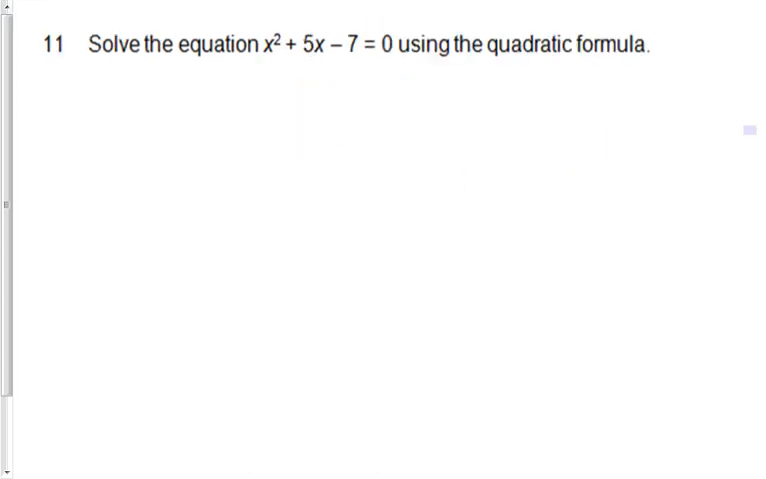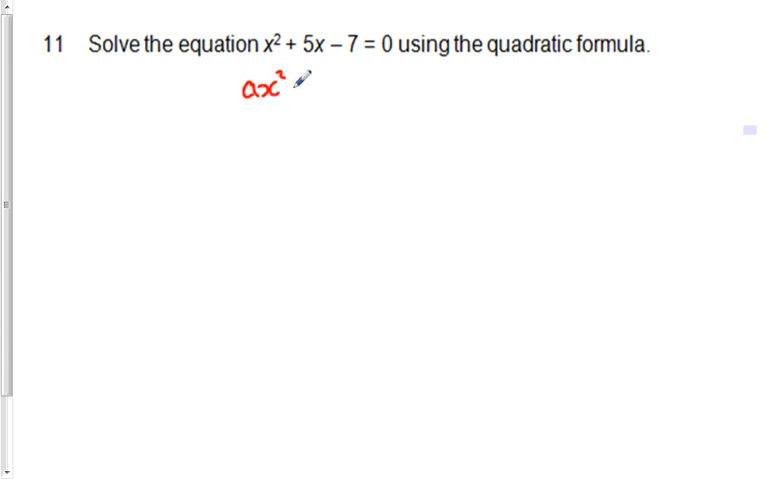Next up is a little bit trickier. Question 11. Solve the equation x squared plus 5x minus 7 equals 0 using the quadratic formula. Now, in an exam, it would very rarely tell you that you would need to use a quadratic formula. You'd have to spot it. But since it's there, we can start off by comparing this to the standard form of a quadratic.